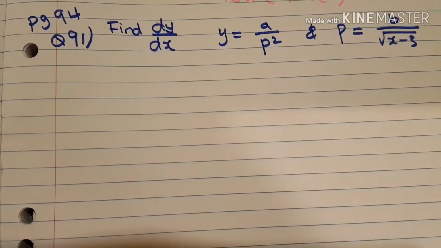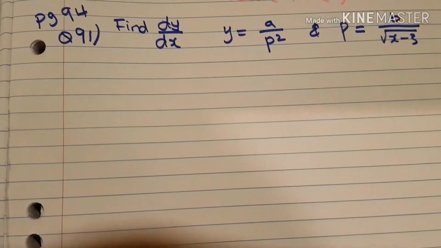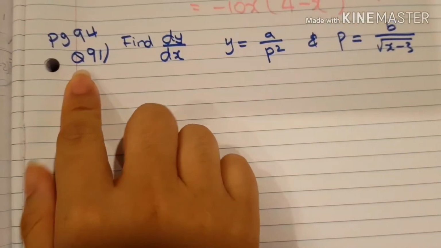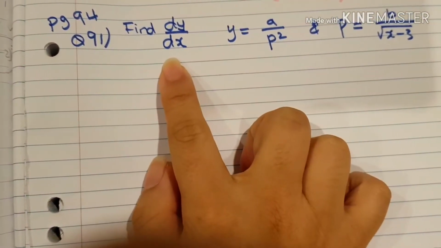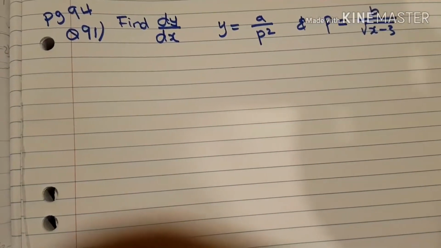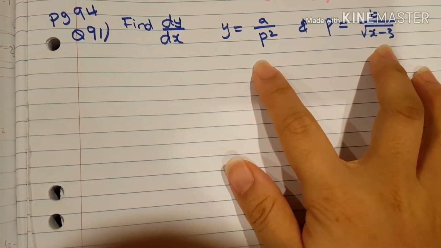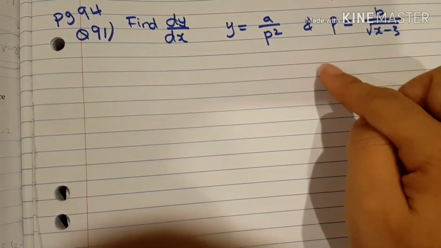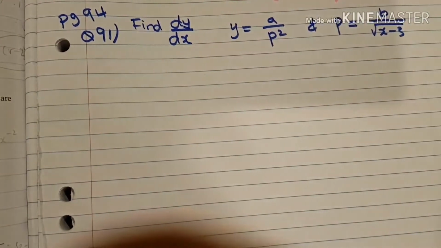Right, then you can ask me, why do you use a difficult way when we can use the easier way of the chain rule? My answer is this one. Have a look at page 94, question 91. The question asks us to find dy over dx, and it's giving us two different functions, y and p. This looks difficult, unlike the previous question. So therefore, I have to differentiate y first, and I have to differentiate p separately, and combine them together to come up with dy over dx.